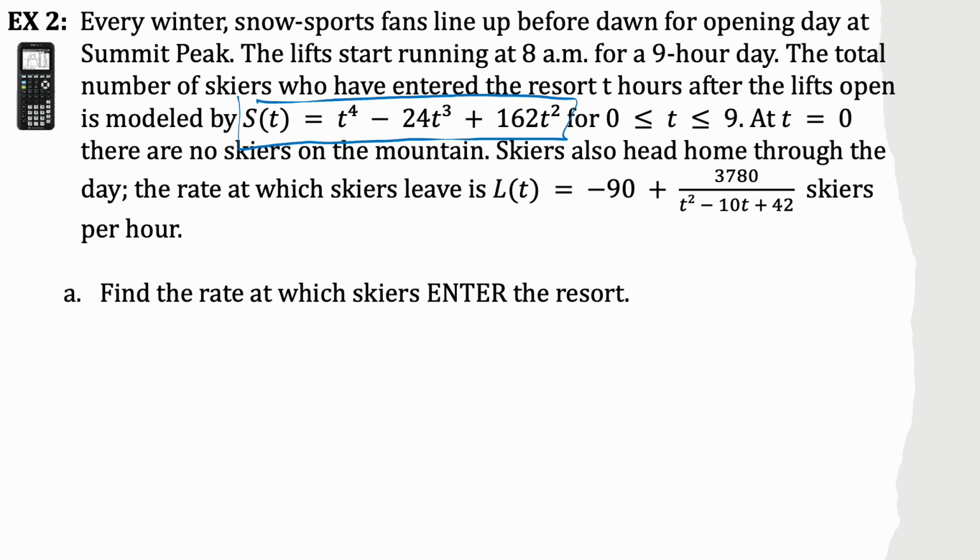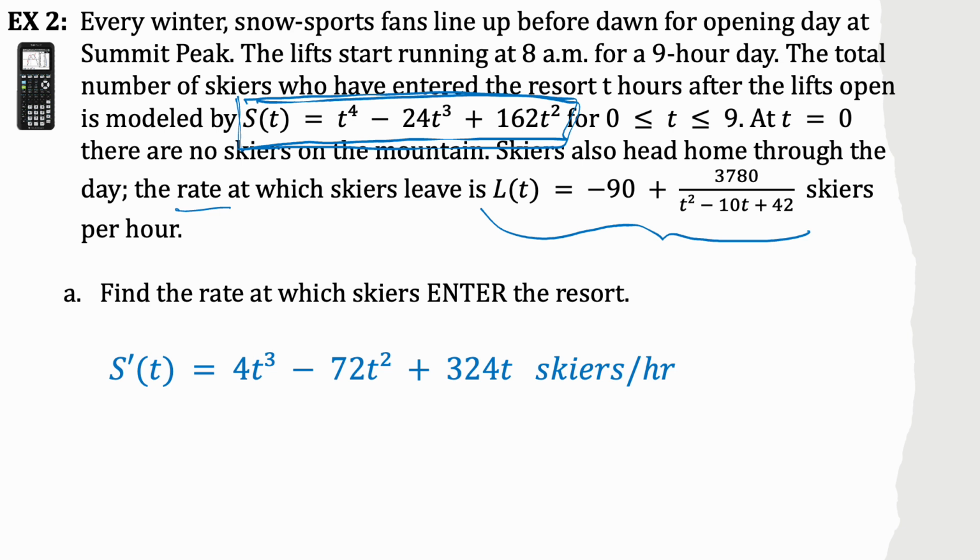At t equals 0, there are no skiers on the mountain. Now, skiers also head home through the day, and the rate at which skiers leave is L of t per hour. So find the rate at which skiers enter the resort. Well, S of t is basically a position function, so to find the rate at which skiers enter the resort, we'll have to take the derivative of that. So there's S prime of t, 4t cubed minus 72t squared plus 324t.